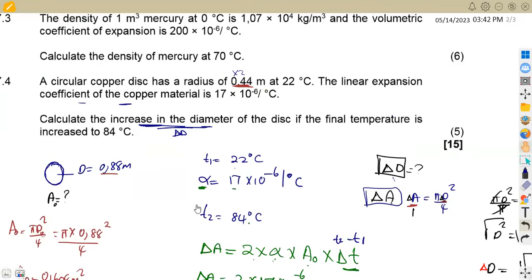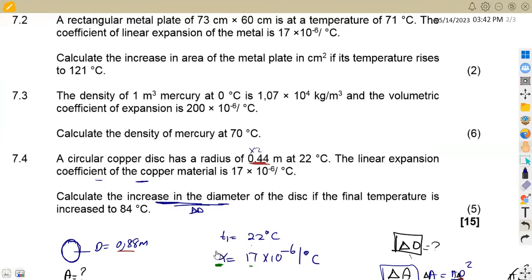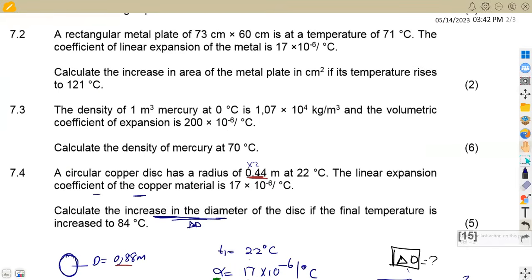All right, so that's what we had, guys, from this question 7.4, having a total of 5 marks, and everything on this question a total of 15 marks. So these are the typical questions that you might be given.